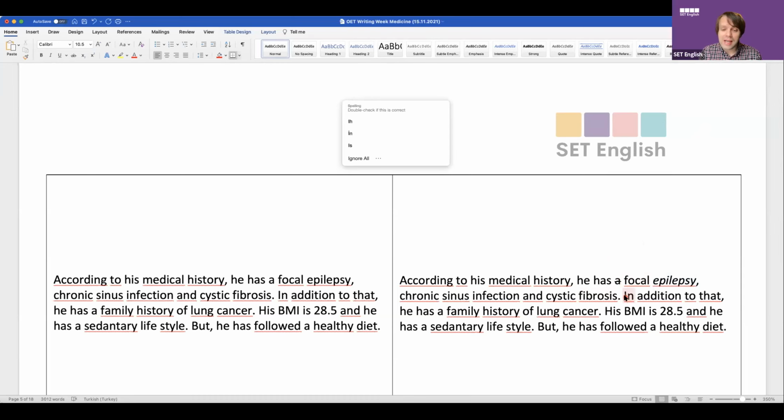In addition to that, he has a family history of lung cancer. That's a good way of doing it, a nice summarized way. You don't have to bring the father in, I guess. His BMI is 28.5 and he has a sedentary lifestyle, but he has followed a healthy diet.